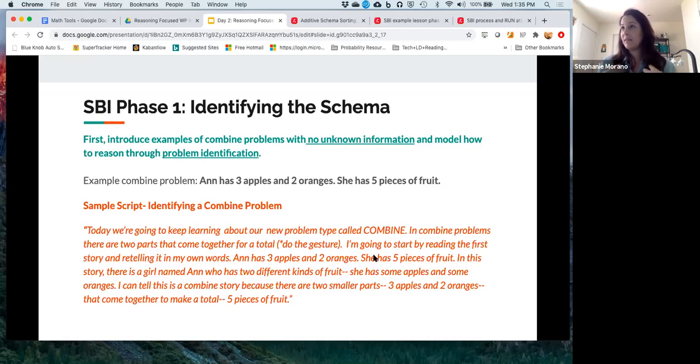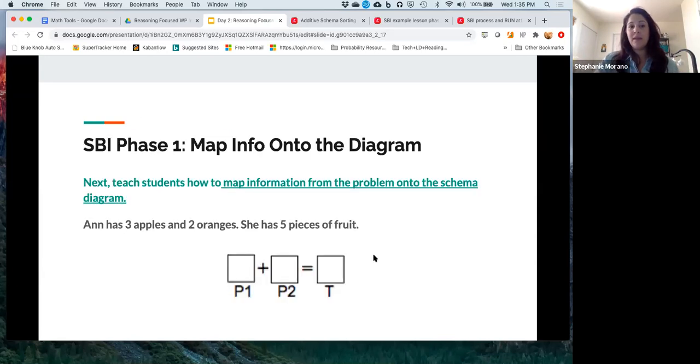So that's me as the teacher modeling, narrating my thought process, how I'm reasoning through this story to identify it as a combined story. The next step, after going through that initial process of explaining why it's a combined story, is to map the information from the problem onto the graphic organizer, or the schema diagram.